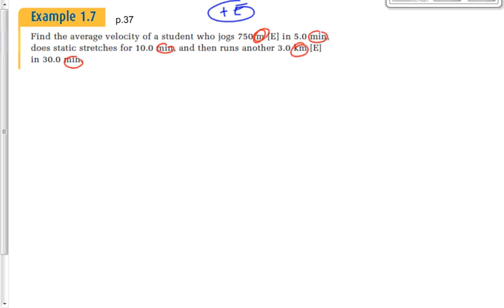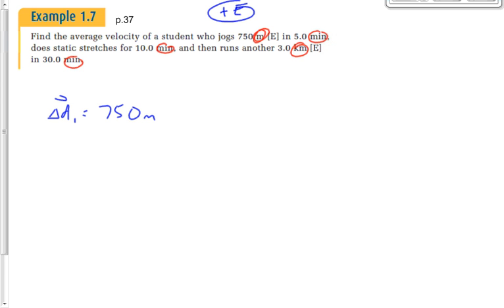He jogs 750 to the east. Where he is or how far he's gone? How far he's gone. That's displacement, isn't it? So let's say delta D1 is 750 meters. We'll just make it positive 750 because we already defined east as positive.